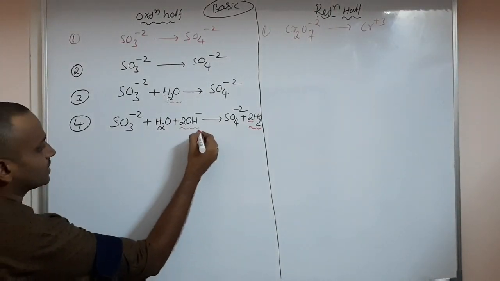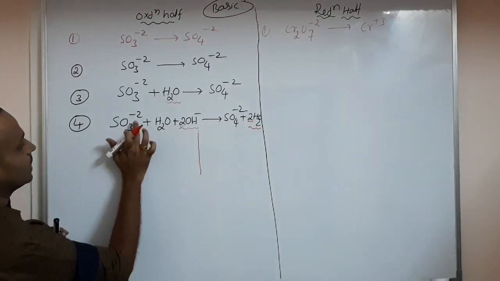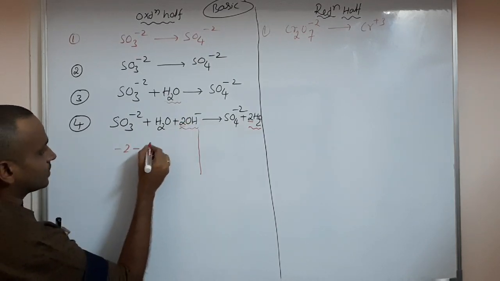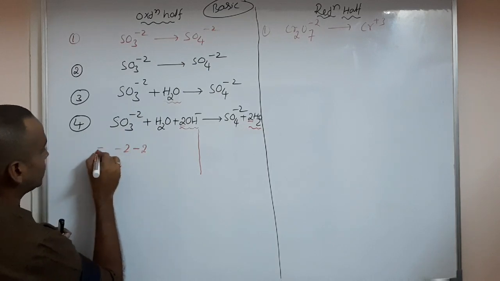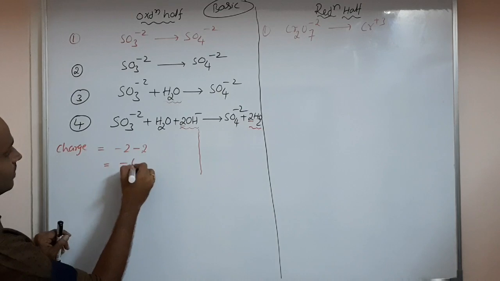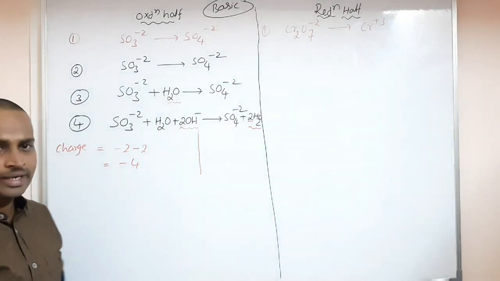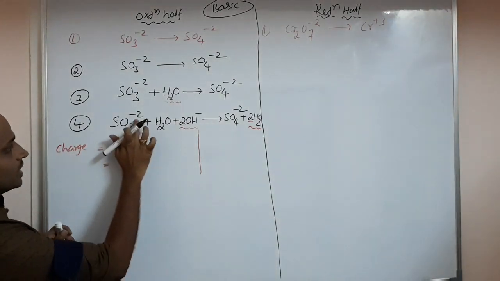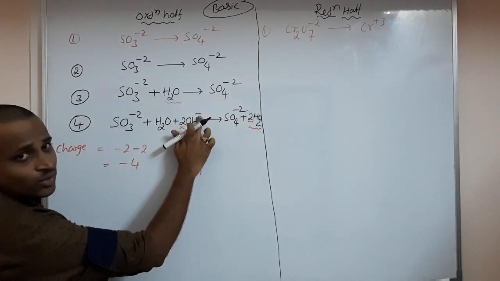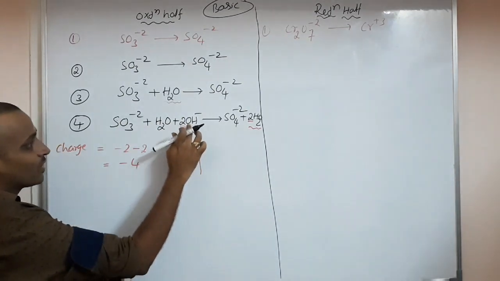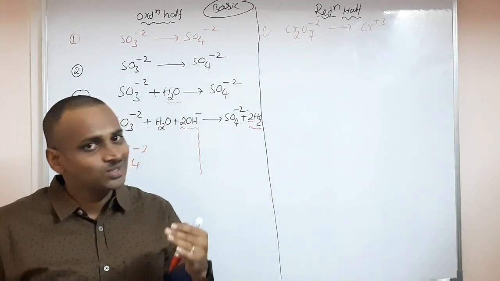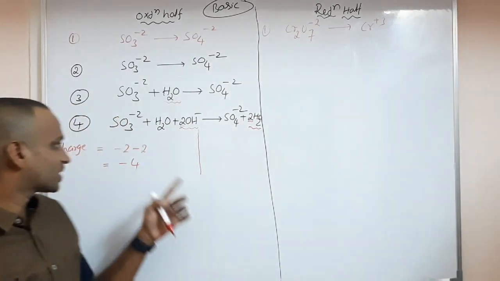Now charge balancing, how to do it, I told you already. Here minus 2 you have, and here 2 into minus 1 means minus 2. So what is the charge you have here? Charge is minus 4. Why minus 4, understood? Because here minus 2. Oh sir, it's minus 1, no sir? No. Minus 1 only for 1 OH minus. But 2 OH minus ions are there, so certainly you have to consider minus 2.